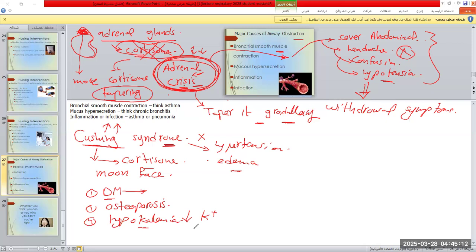Yeah, in order to save sodium. So it will excrete potassium and save sodium. And also the patient will suffer from hypocalcemia, low calcium, because steroids will interfere with calcium absorption. So as a result of decreased calcium, the patient will suffer from osteoporosis. Okay, that's it.